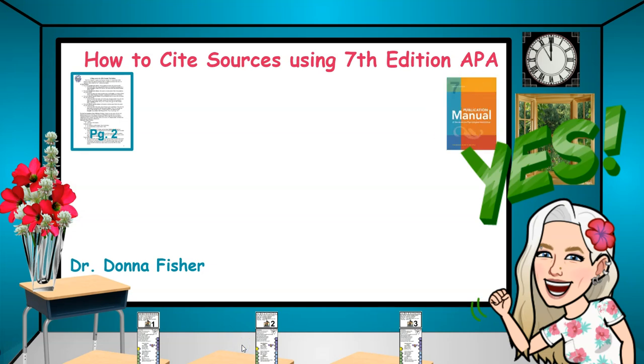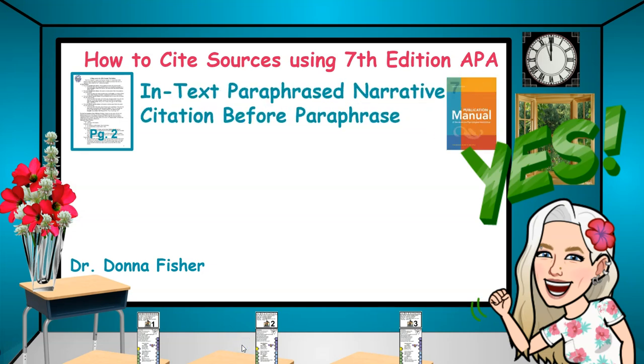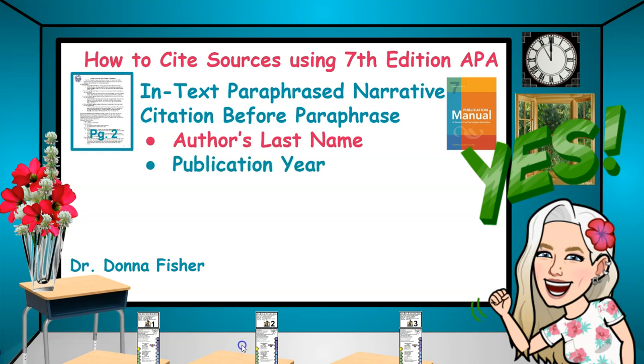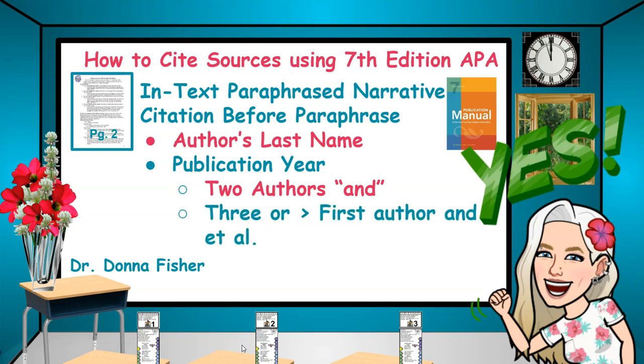In-text citations. For in-text paraphrased evidence with narrative citations, the citation should include the author's last name and publication year. For two authors, do not use an ampersand, that little and sign. In the narrative, write the word "and" between the authors and list them in the same order as the source. Then put the publication year in parentheses. For three or more authors, only put the first author followed by et al.